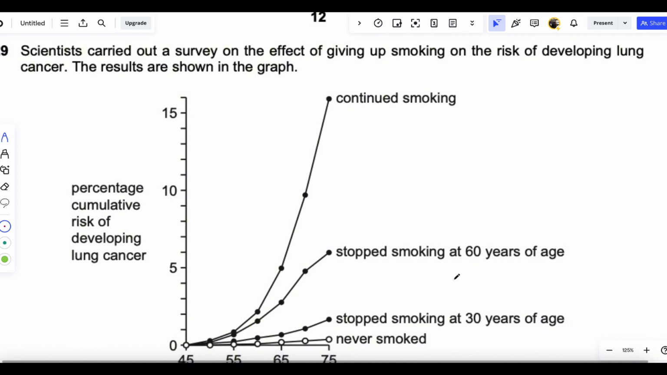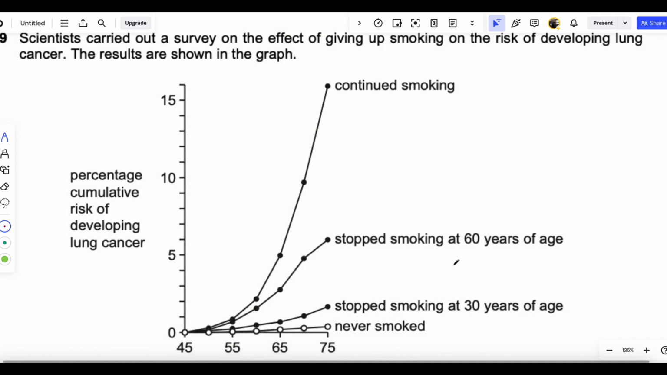Okay, smoking can cause lung cancer. Even if you don't smoke, don't stay near people who smoke. Like I always say to students, don't stay near people who smoke because it's the same thing. You will be a second-hand smoker. Now, let's take a look at the graph.